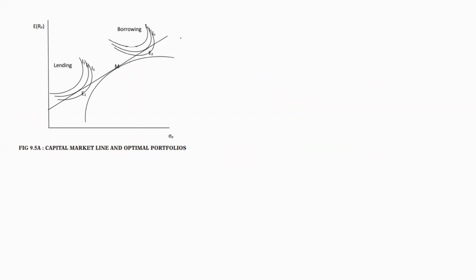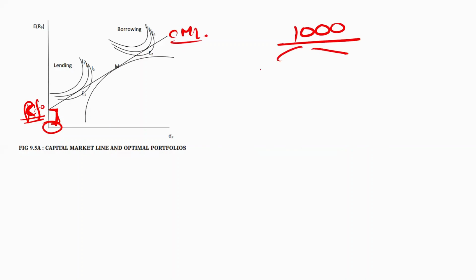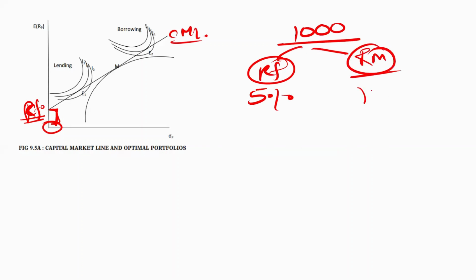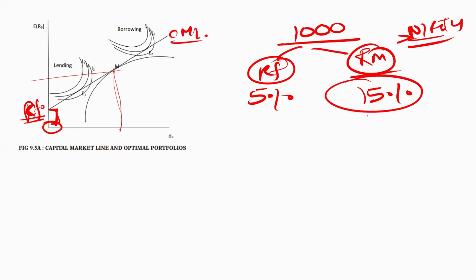Now let's quickly understand this diagram. This is the minimum return that you will earn from your risk-free securities. This is the SML. Let's say you have 1,000 rupees. If you invest in risk-free securities, you get 5%. If you invest in markets, you get 15%. How does this come? You take all the data from Nifty, the average return of the market.